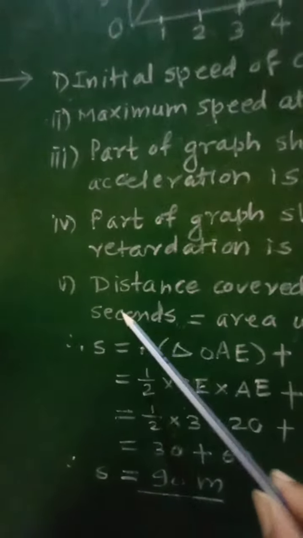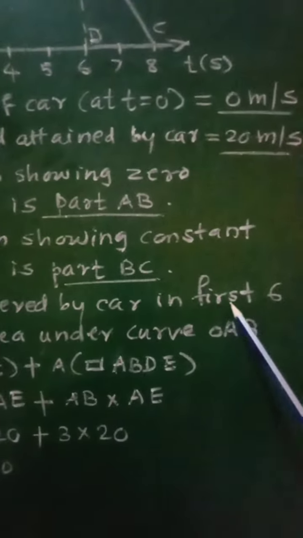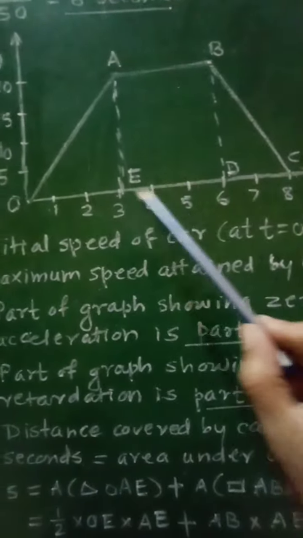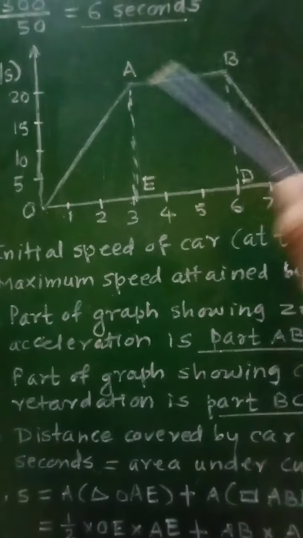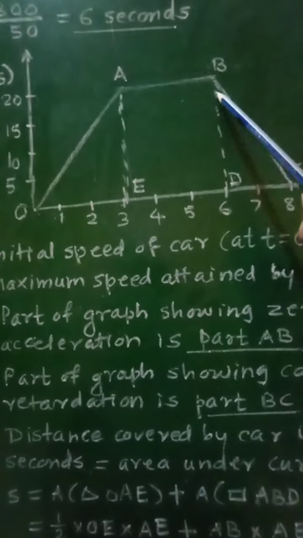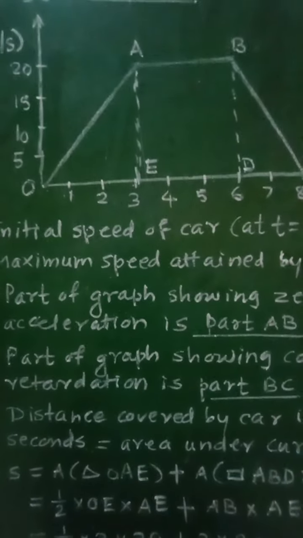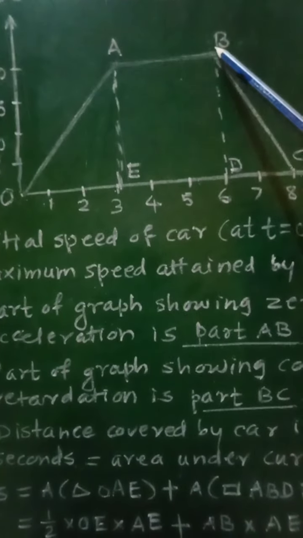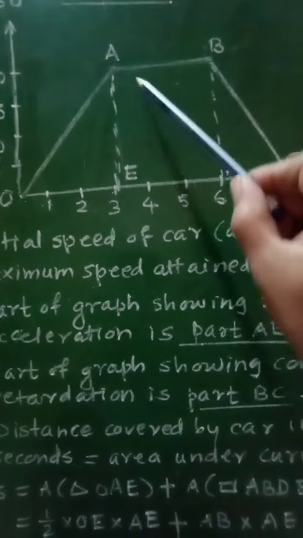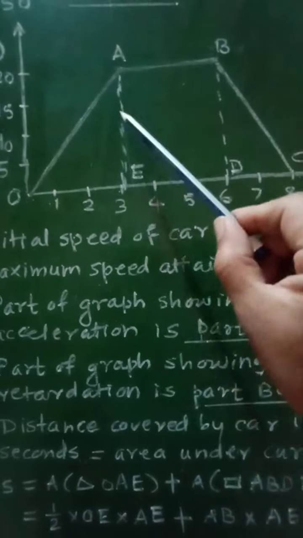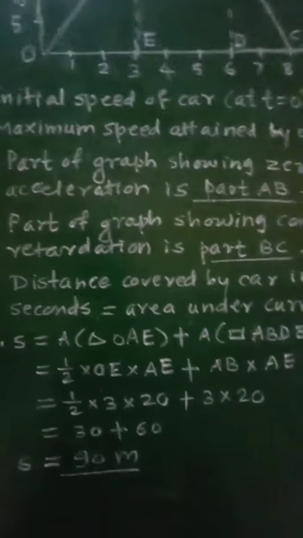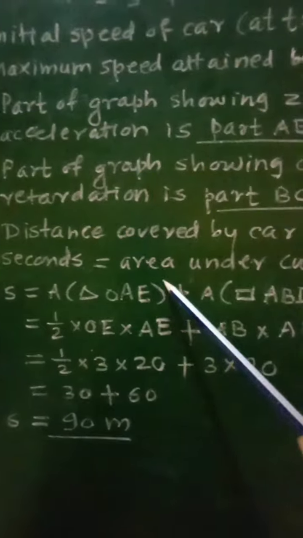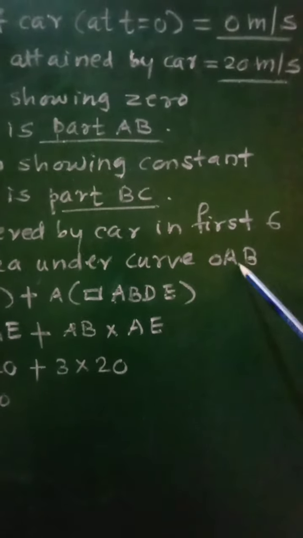Then fifth will be distance covered by the car in first 6 seconds. So in the first 6 seconds, from 0 to 6, the graph traced will be from O to A to B, O, A, B, and therefore in order to find the distance covered in first 6 seconds, we will have to find out the area under this graph, OAB. So this area under this curve will be the distance covered in 6 seconds, and therefore we can write distance covered by the car in first 6 seconds will be equal to area under the curve OAB.